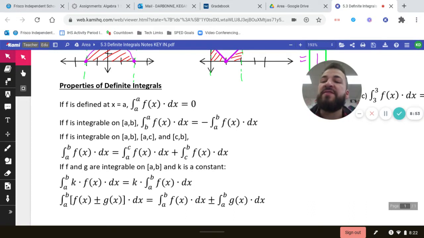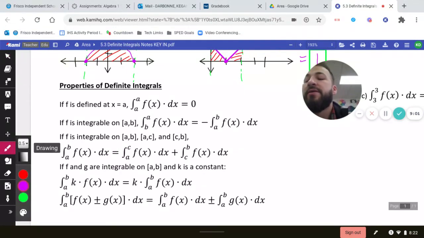Okay, so our first one, if f is defined at x is equal to a, then the integral from a to a of f of x dx is equal to 0. So what I want you to think about is, usually with all of our integrals, we have this distance that occurs, 0 to 2, 1 to 3, -2 to 2, this x distance. Well, what if my x distance is exactly just a point? If my distance is just a point, there's not really area under the point because the point doesn't occupy any space. So if my interval goes from a to a, so it stays in the exact same spot, then it's just the area under the point, which there is no area under a point. So that would be equal to 0.